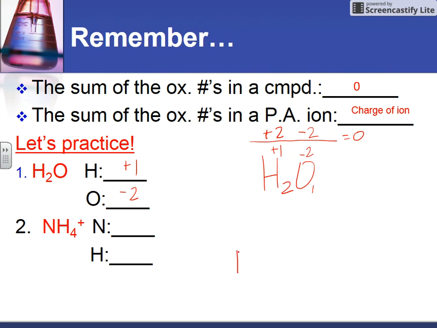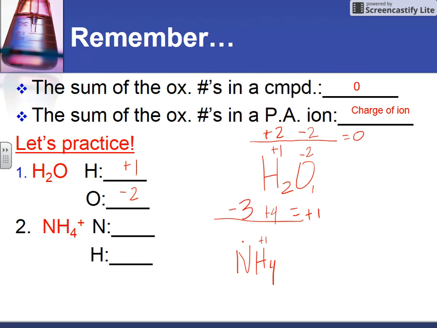In ammonium, this is a polyatomic ion, so NH4, and the overall charge here is a +1 for the polyatomic ion. That means the sum of these oxidation numbers has to add up to +1. Well, nitrogen does not have a rule, but hydrogen does. And nitrogen happens to be more electronegative than hydrogen if you look at their position on the periodic table. So hydrogen in this case, since it's with a more electronegative element, is going to be a +1. So 4 times a +1 gives you a +4 overall. Now you have to figure out what number when added to +4 equals +1. That would have to be a -3. -3 plus 4 is +1.